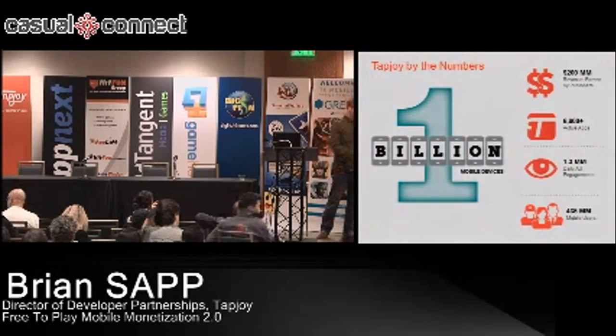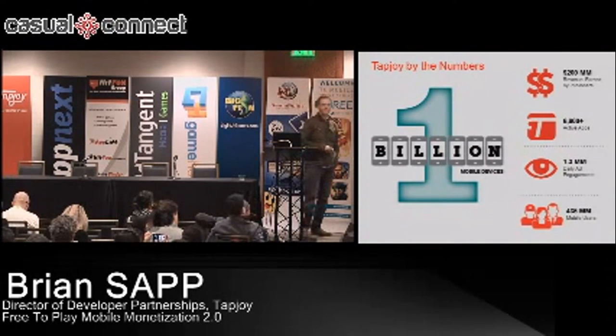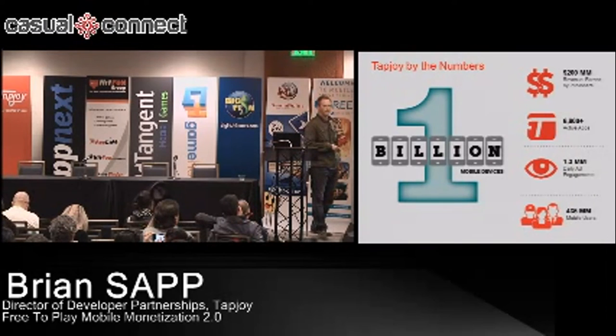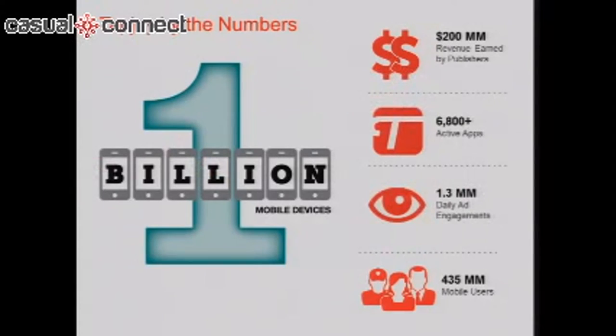So real quick about Tapjoy, it's one of the largest mobile ad networks out there. We cover 1 billion devices. Between 2010 and 2012, we've paid out over $200 million in revenue to our publishers. We typically account for around 10 to 30% of a developer's revenue. We drive about 1.3 million ad engagements a day.